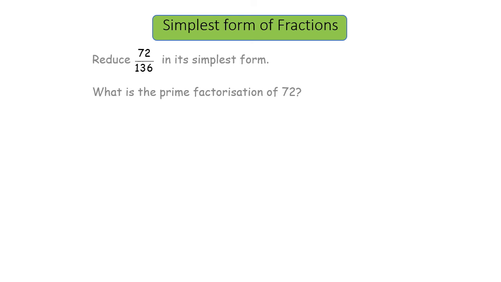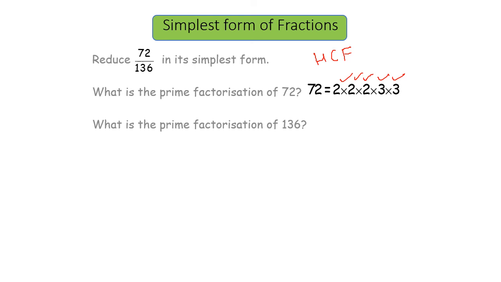into simplest form, then you have to find out their HCF. So let's find out the HCF of 72 and 136. You have to find the highest common factor, right? For 72, I'm doing the prime factorization of 72: 2 into 2 into 2 into 3 into 3. You can find HCF from other methods as well. And then the prime factorization of 136: 2 multiplied by 2 multiplied by 2 multiplied by 17.